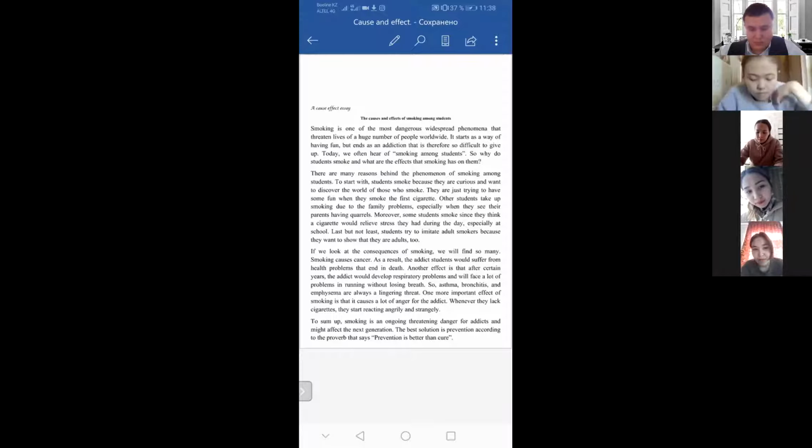And the next is students take up smoking due to the family problems, especially when they see parents having quarrels. And also some students smoke since they think a cigarette would relieve stress. And the last cause is students try to imitate adult smokers because they want to show that they are adults too.